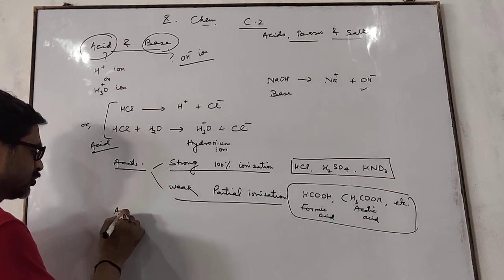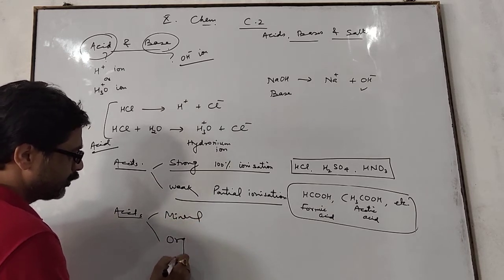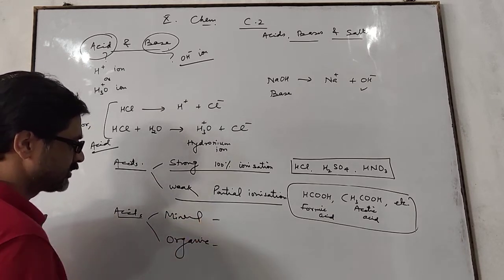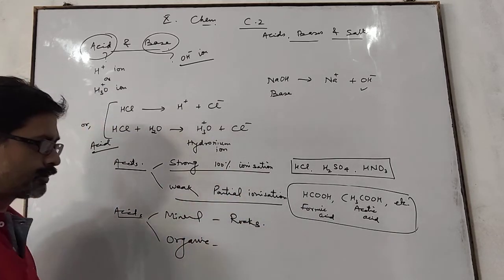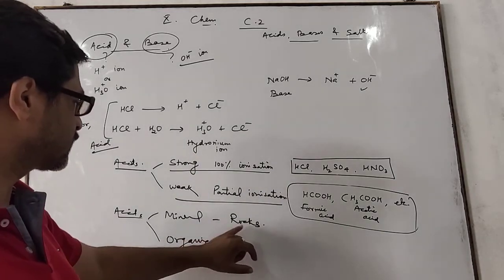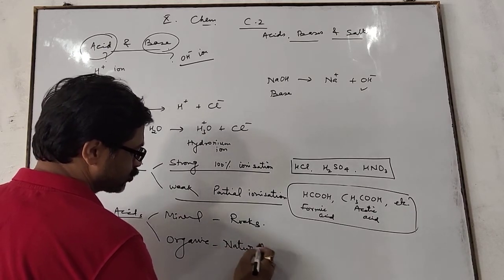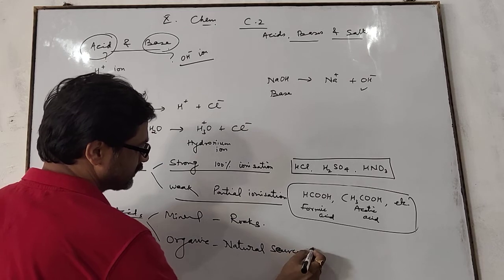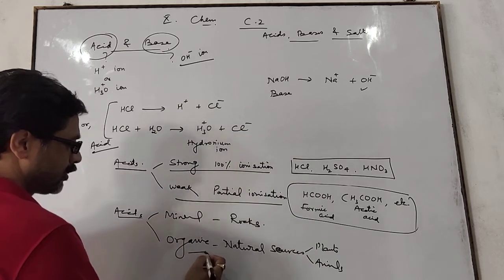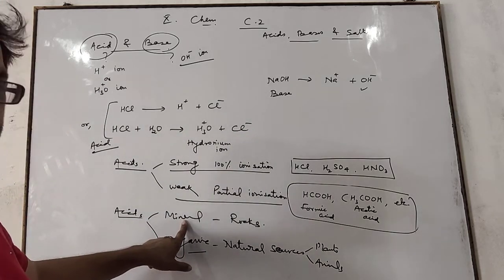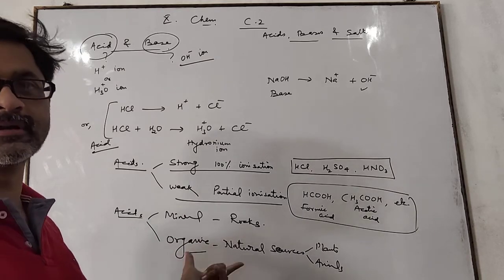Acids can also be divided into two categories: mineral acids and organic acids. Those acids which are obtained from rocks are called mineral acids, and the acids which are obtained from natural sources, means you can say plants or animals, are called organic acids. Most of the mineral acids are strong acids, and all of the organic acids are weak acids.